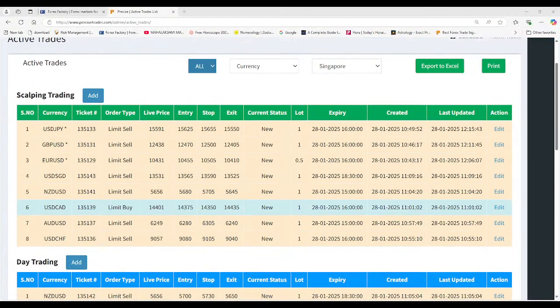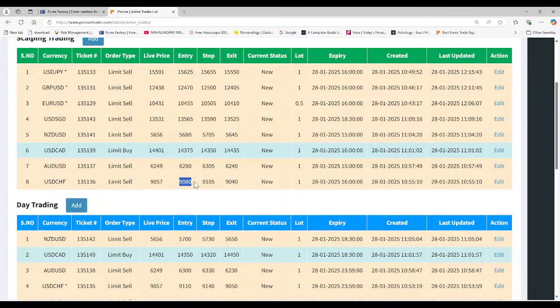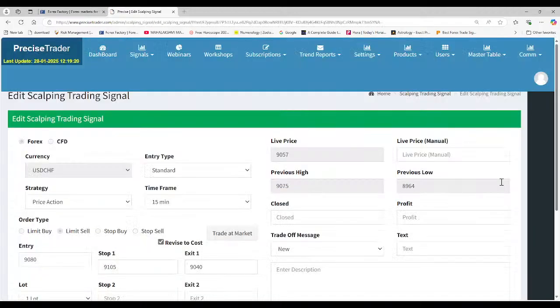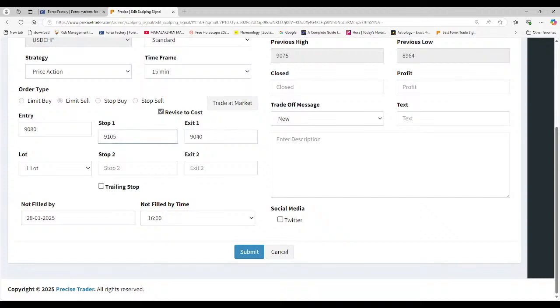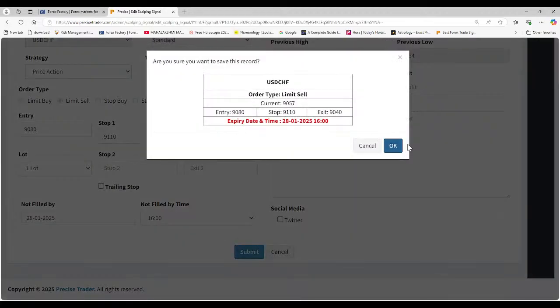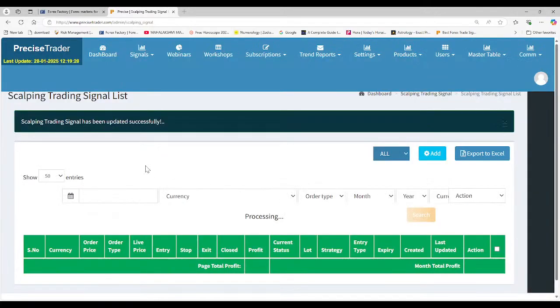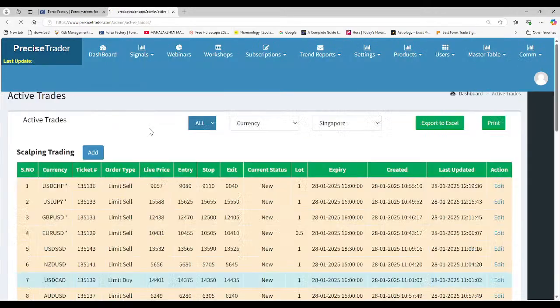So we are trying to sell at 90.80. I think this is a valid call, and 90.40 is also valid, and the only thing is we are putting the stop at 25 pips. Maybe we want to raise it to 30 pips, and the TP remains as it is.